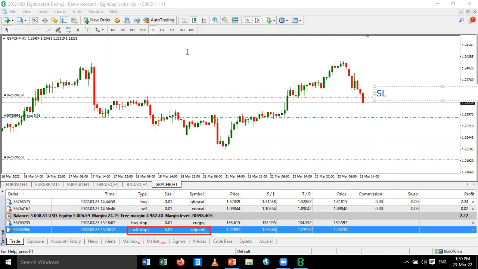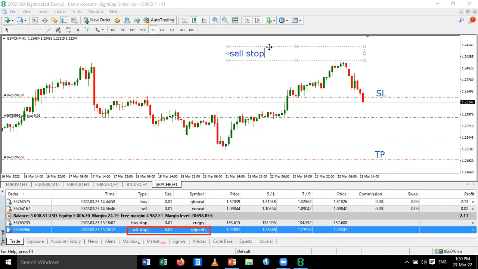Stop loss, take profit. Then remember, these are pending orders. The orders have not been executed yet. For this sell stop, the order is executed once this price comes here. Execute this order for me on sell.